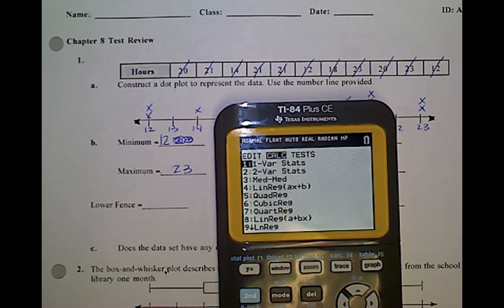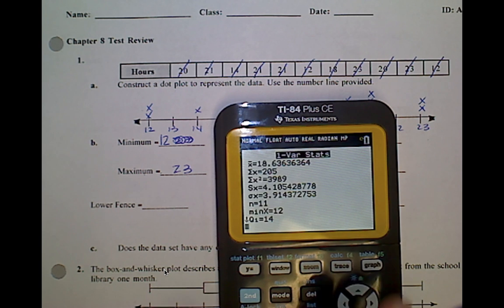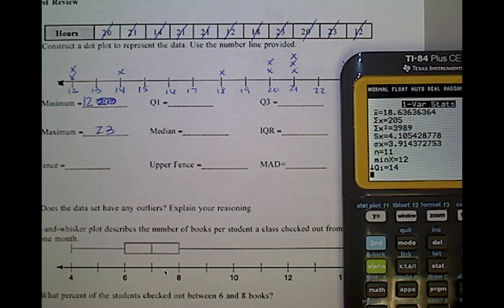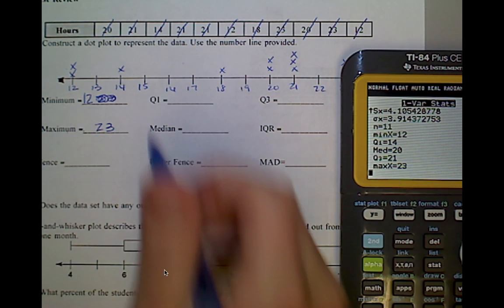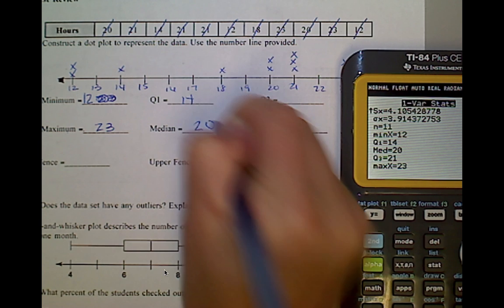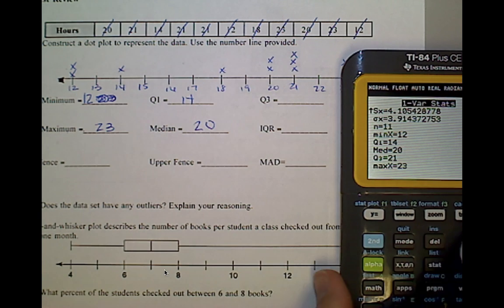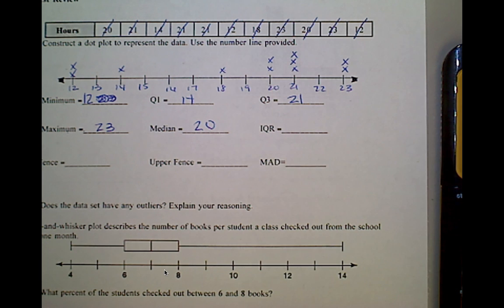Stat, calc, one variable stat, enter, enter, enter. Okay, I'm looking for Q1, the med, and Q3. So when I scroll down, Q1 is 14, the med is 20, Q3 is 21, the min matches our min, which is 12, and the max matches our max, which is 23.